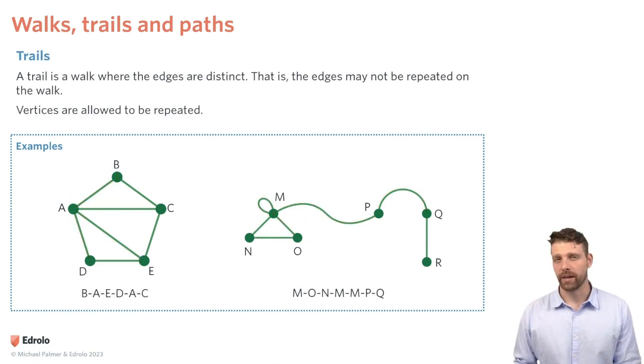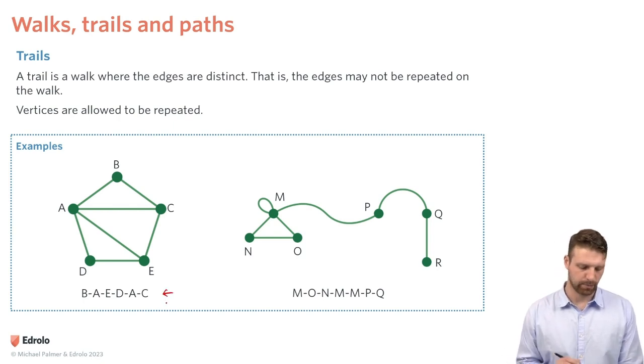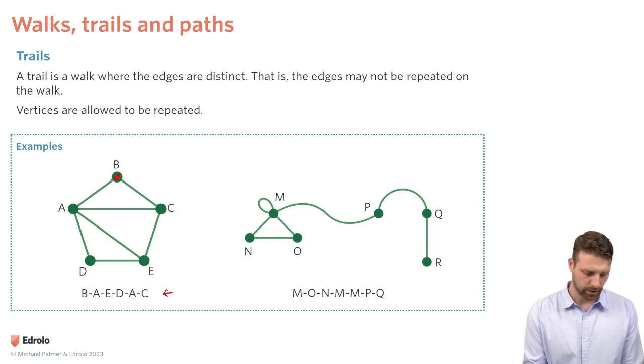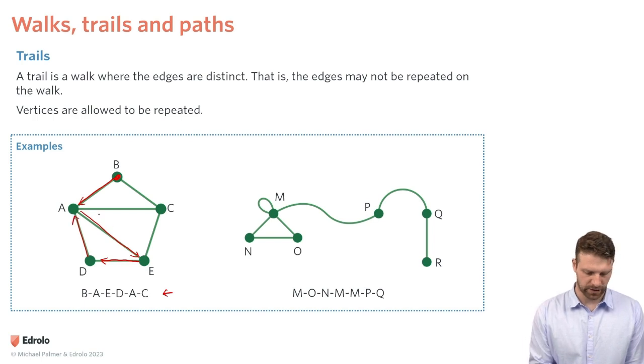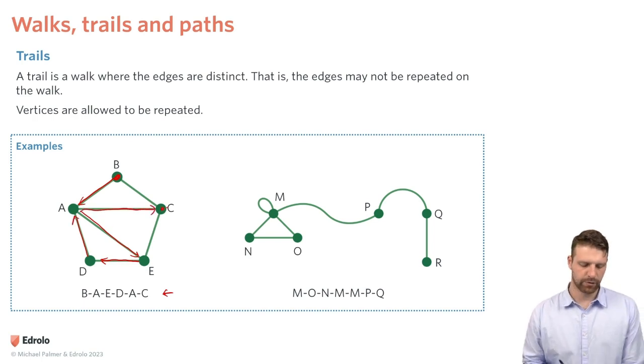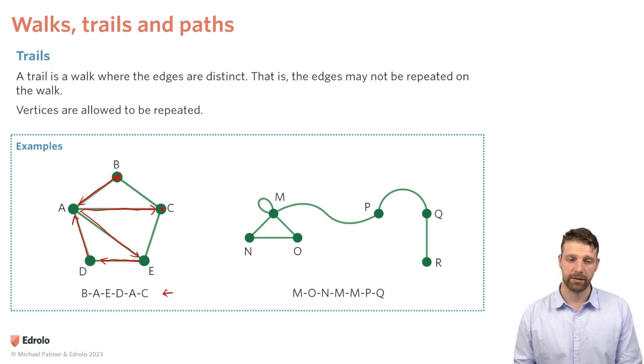A trail is a walk where the edges are distinct. That is, the edges may not be repeated on the walk. Vertices are allowed to be repeated though. We've got the same graphs here. Let's find a trail on each of these graphs. So here I've got one that's B, A, E, D, A, C. So let's look at that. Start at B, we'll go to A, we'll go to E, then to D, back to A, and we'll finish at C. So notice that we didn't repeat any edges along the way, but we did repeat that vertex A, but that's okay. This is still a trail.